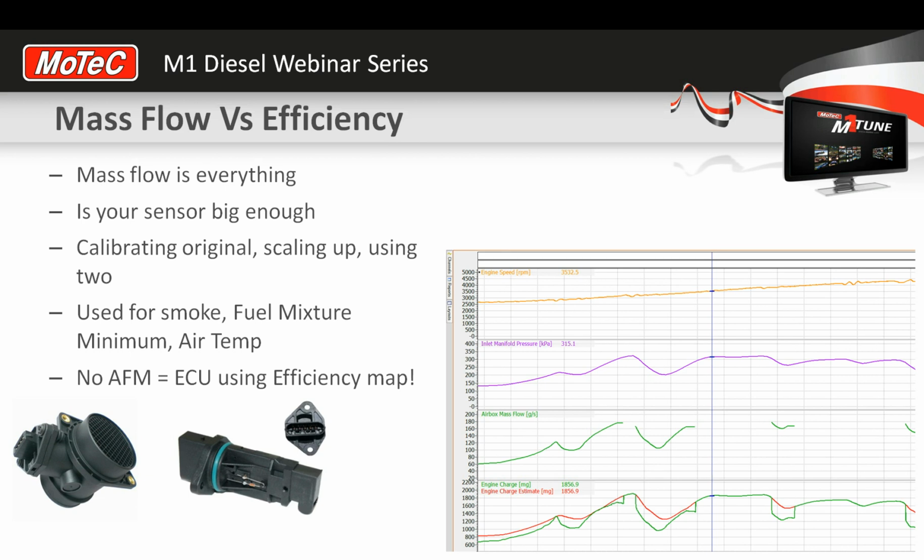Alright, the next one is mass flow versus engine efficiency. Right back at the beginning, we spoke about how our M1 ECUs try to accurately determine the exact amount of fuel going into the engine and the exact amount of air going into the engine. If we can do that accurately, then the ECU knows within its own calculations, without even measuring lambda via a sensor, what the lambda would be. If it knows the airflow and the fuel flow, then it knows the air to fuel ratio, which converts to lambda.